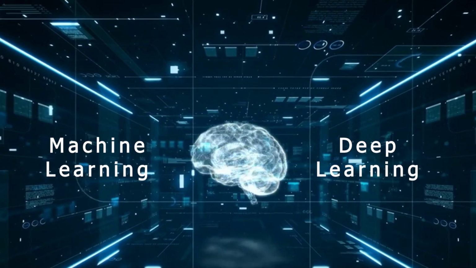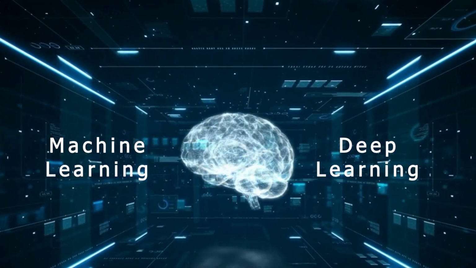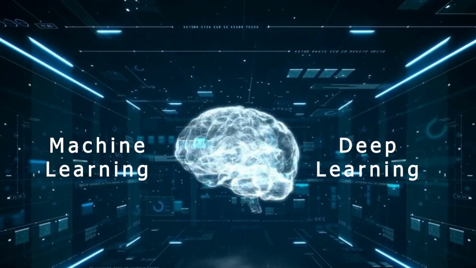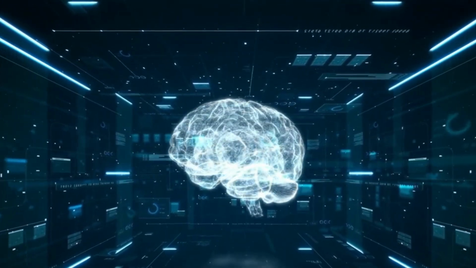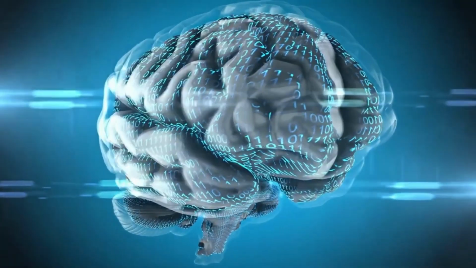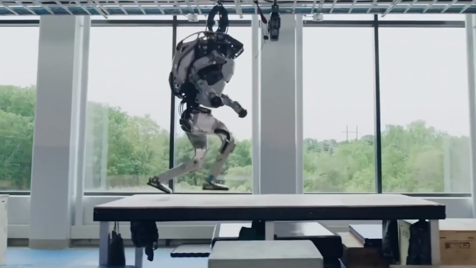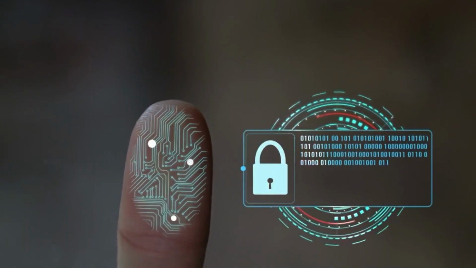Machine learning and deep learning are subsets of artificial intelligence that focus on enabling computers to learn from data and make decisions without being explicitly programmed for every task. Both have played crucial roles in advancing AI capabilities, but they differ in their approaches and complexity. AI innovation has been transformative across various sectors worldwide, revolutionizing industries, improving efficiency, and enabling new capabilities. Let's see some notable areas where AI innovation has made a significant impact.